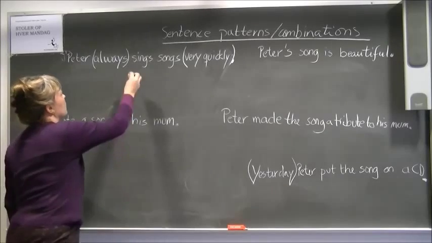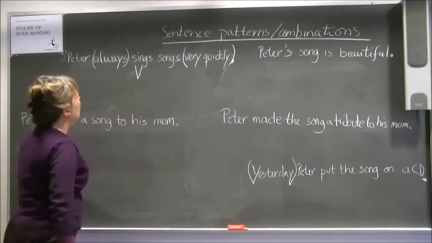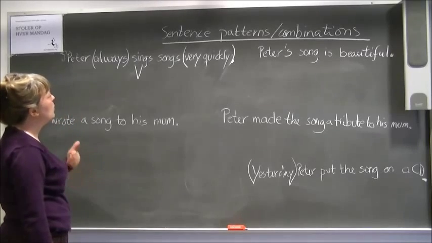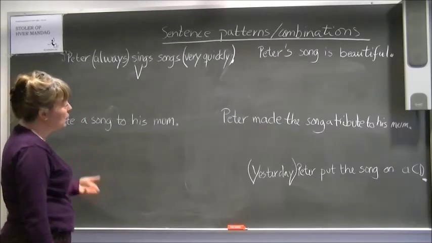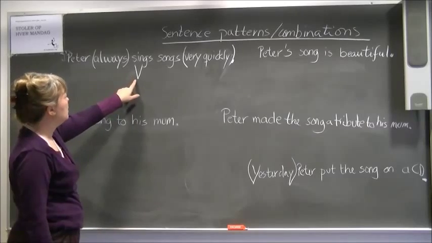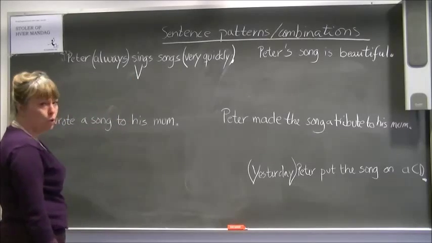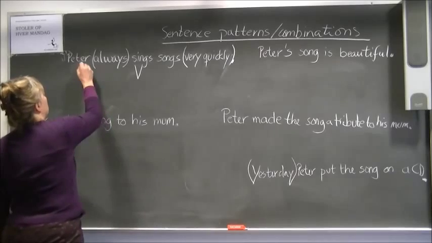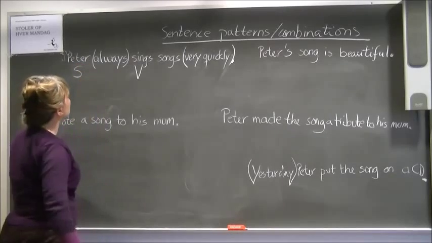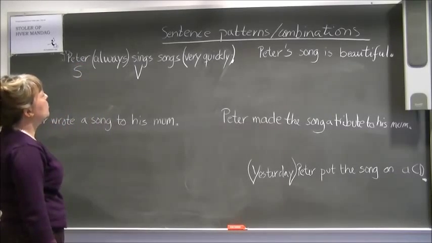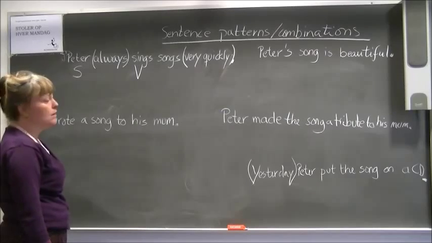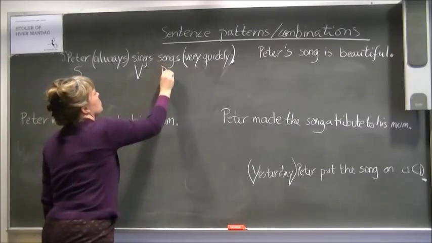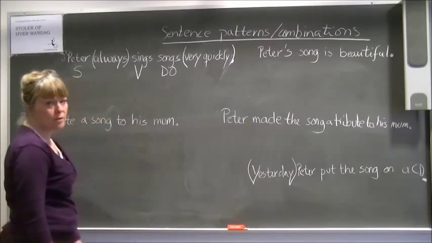We start by finding the verbal, which is sings. This is what you can put I or who or he or they in front of, in this case he. And then we ask who sings, and that's Peter who sings, so that's the subject. And then we can ask what does Peter sing, and he sings songs, so that's the direct object.